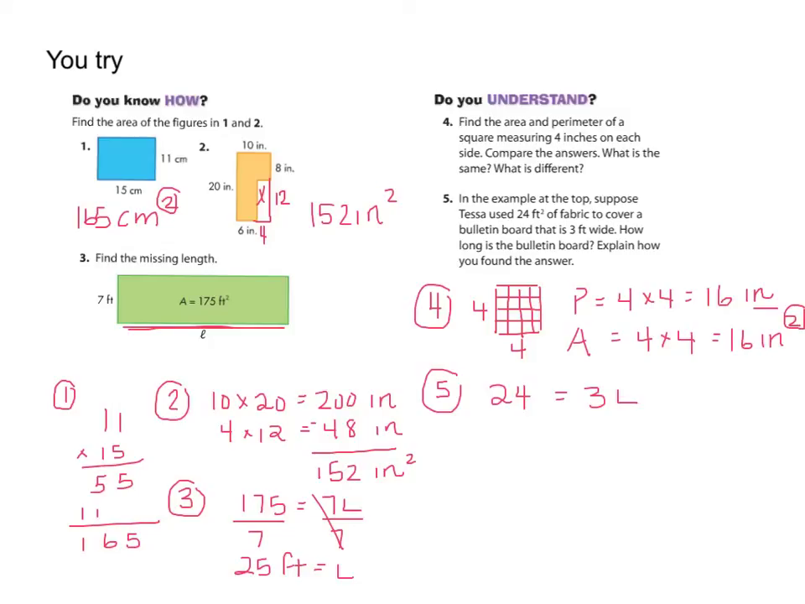And for number 5, they're saying 24 feet squared is the area, and we have 3 feet as the width, and we don't know the length. So I will, in my algebraic equation, divide by 3 on both sides, which is going to give me 8 feet for a length. And again, this is a linear measurement. This is not in squares.